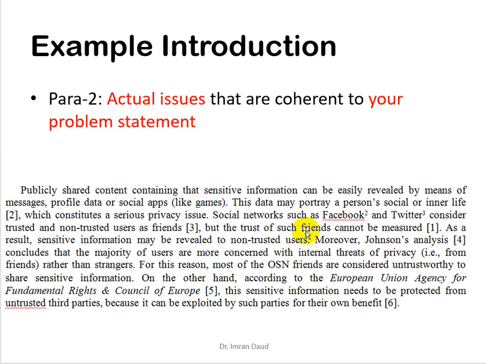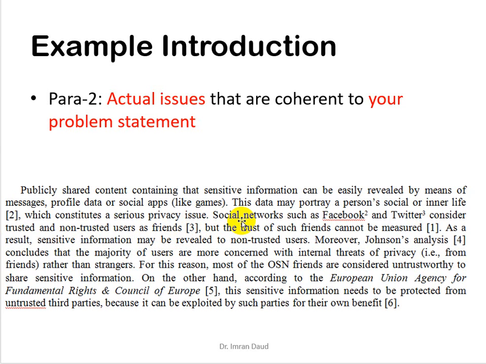Okay, so this data may portray the social, inner life of the one who is publishing, which constitutes a serious privacy issue. Now you have highlighted the actual issue in the area, right? Because people publish the data, and that data can be sensitive, so it may give rise to privacy issues. Okay, we're building more. Social networks such as Facebook and Twitter consider trusted and non-trusted users as friends, right? So supported by a reference.